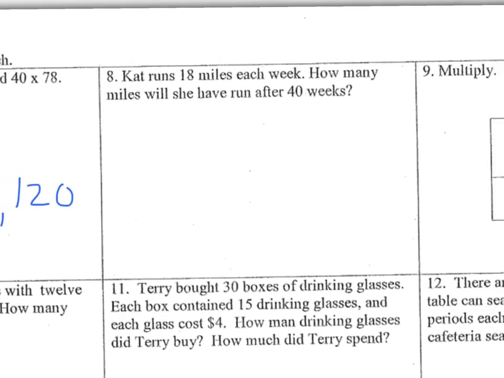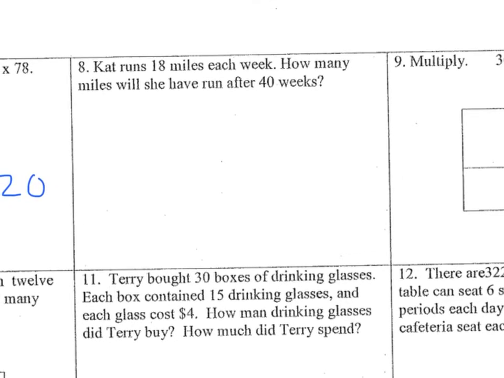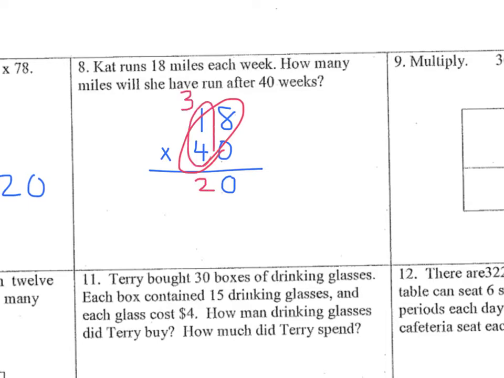Alright, moving on to number 8. Go ahead and pause to read the question. So now what we need to do is multiply for Cat. We need to multiply 18 times 40. There are multiple ways you could do this. I'm just going to show you the shortcut way, which would be that we know that the 40, we're just going to bring down our 0 and then multiply as if it was a 1-digit times 2-digit. So we would have then 4 times 8, which is 32. Carry our 3. 4 times 1, which is 4, plus 3 is 7.